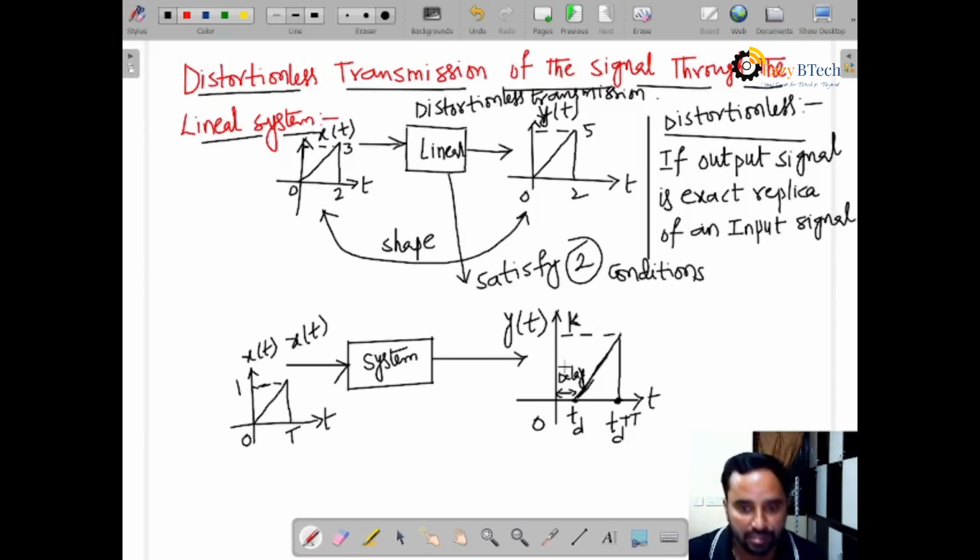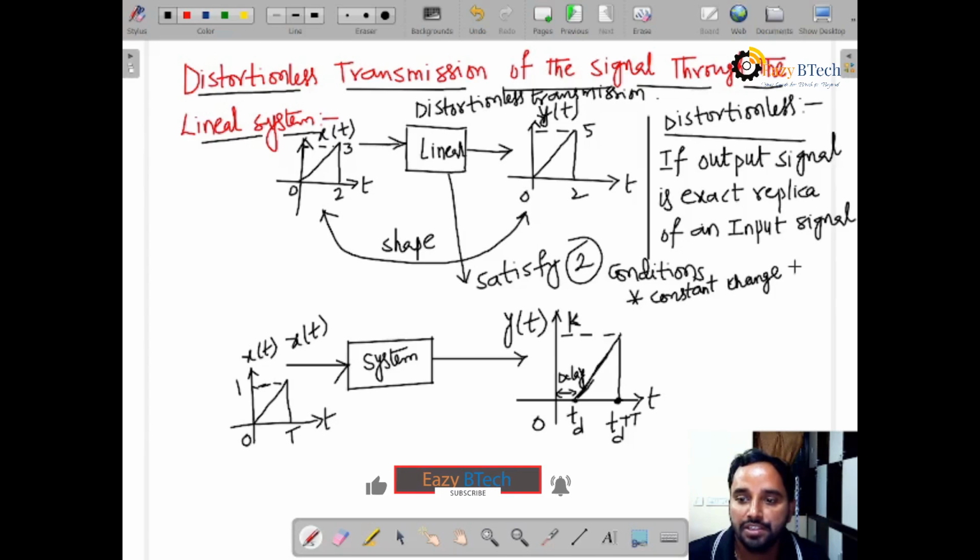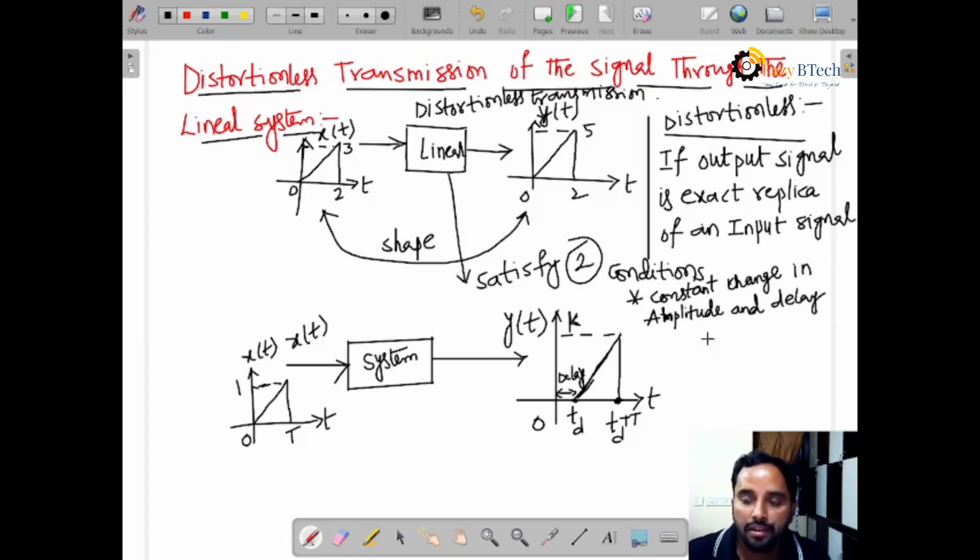So this is distortionless. Here I want to mention two points. One is a constant change in amplitude, and the other is delay in output, delay or time shift. We can call it time shift because the output signal is shifted by TD seconds. So delay or time shift.